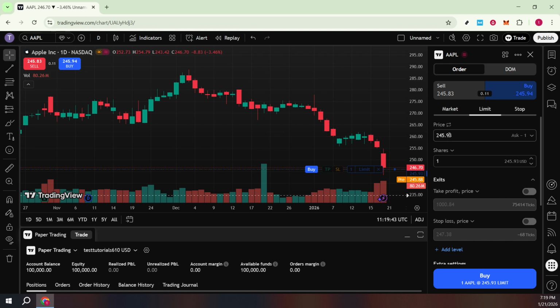Set your take profit price. This is where the platform will automatically lock in gains if the market moves in your favor. Consider placing it at a realistic target, and remember that modest, consistent targets often help with discipline.